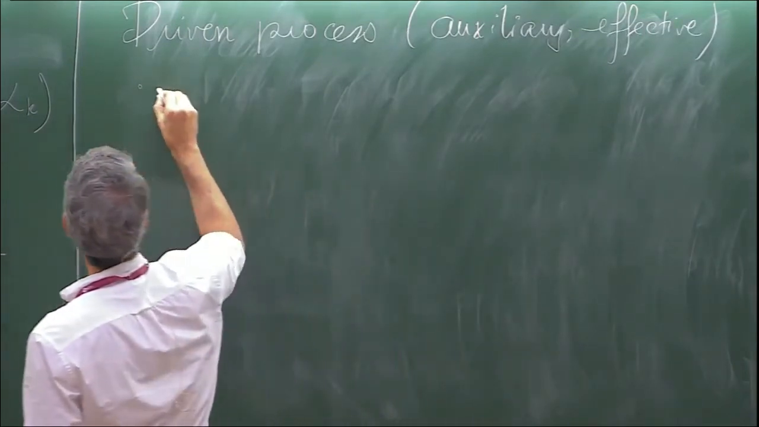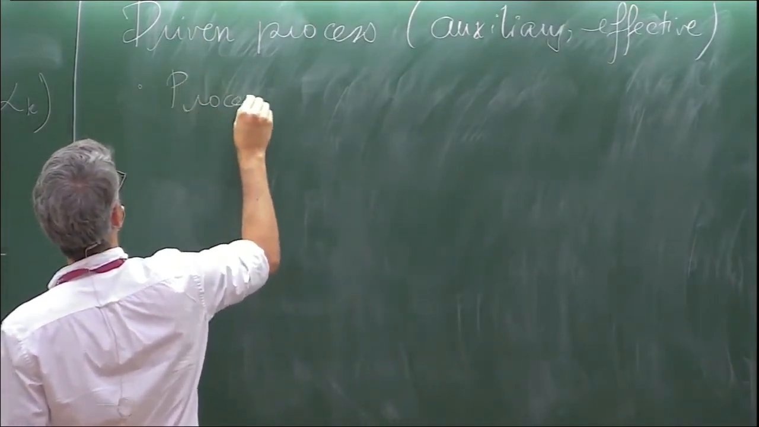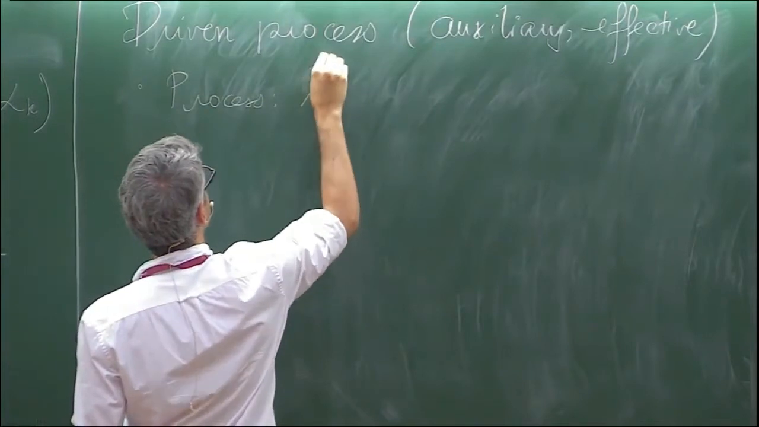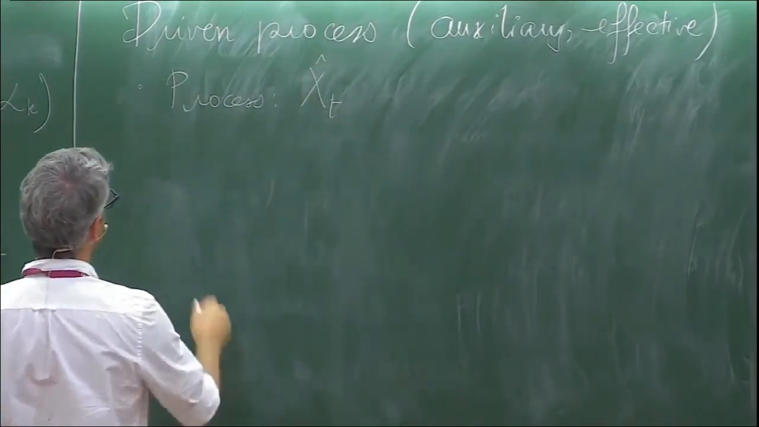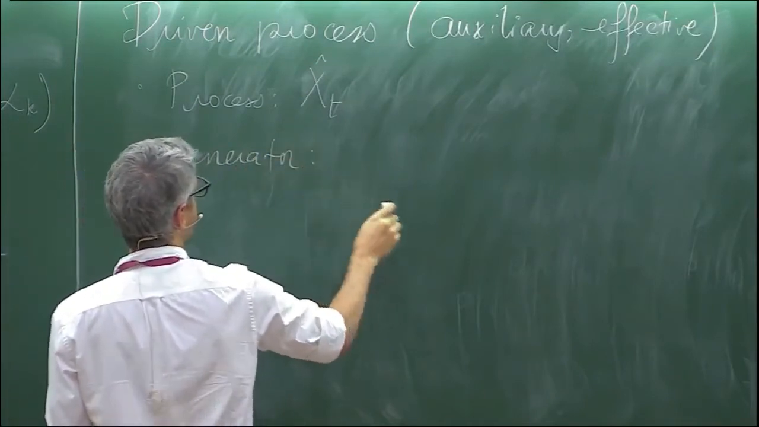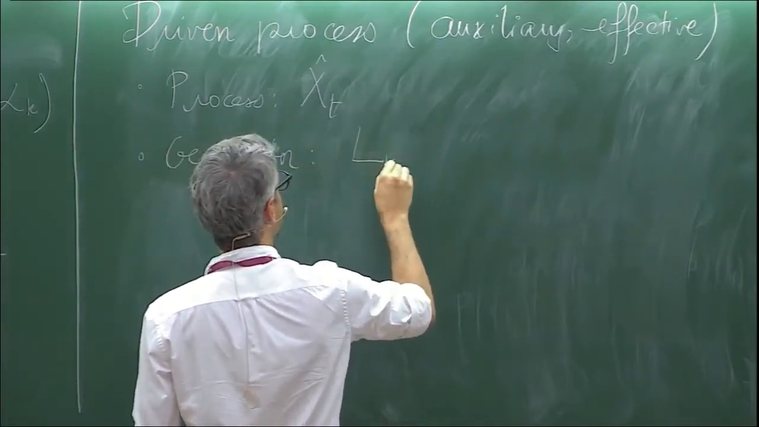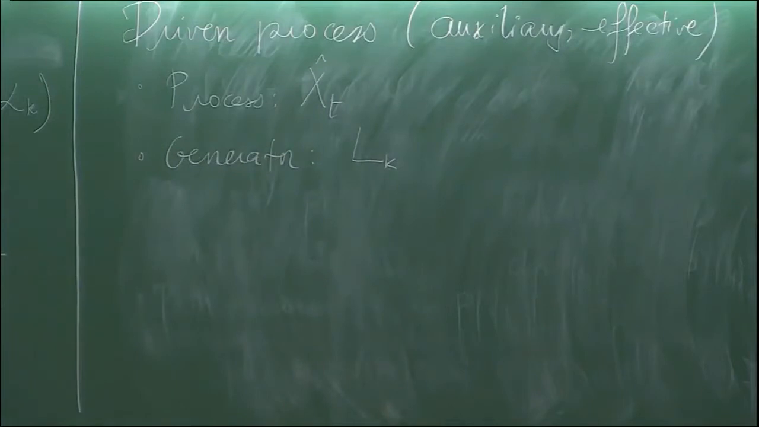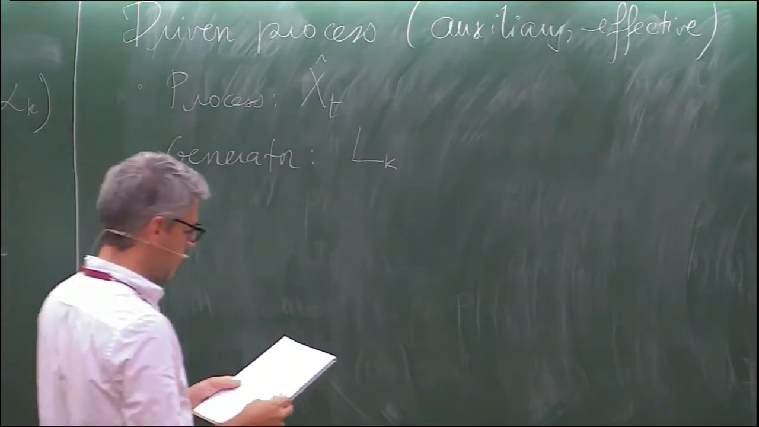So it's a process I'm going to call X hat, and the generator of that process is the following. I'm going to write the generator now as L capital, not L_k. It's a different L_k here. I'm using the script L_k there because that is not a Markov generator; it doesn't conserve probability because it's the generator of the Feynman-Kac semigroup. So that's for the generating function. Here, I'm really writing a Markov generator.